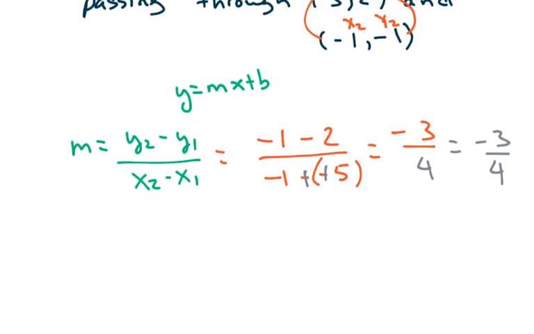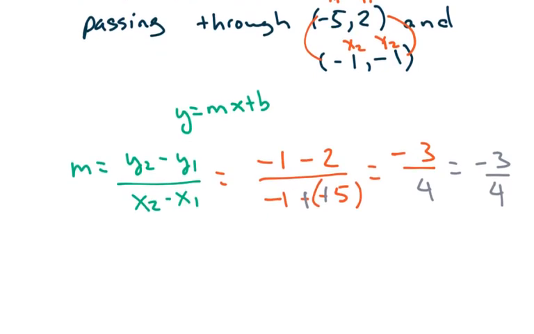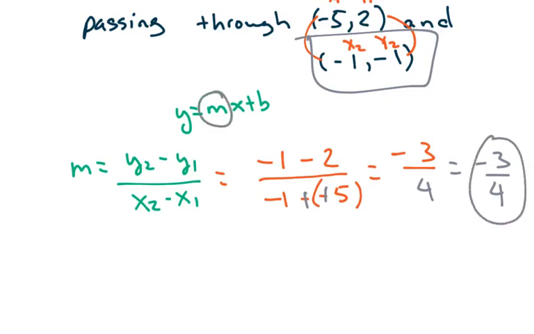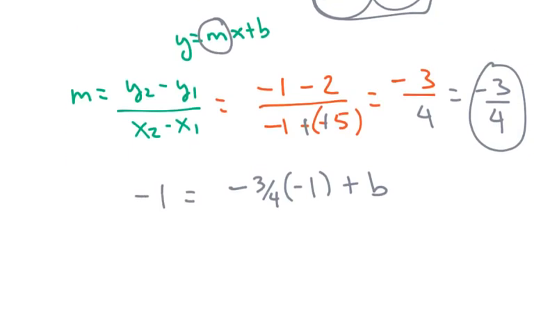Cool. All right, now I'm going to use points here. Now, both of these have negatives, so I'm just going to go ahead and use this one because the numbers are smaller. So m is negative 3/4. We just calculated that. X is negative 1. And y is also negative 1. So let's clean it up. So negative times negative is a positive, so we have 3/4 plus b equals negative 1.